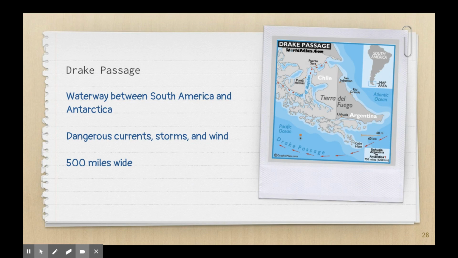We have the Drake Passage, which is the waterway between South America and Antarctica. It's down here around Cape Horn. It is dangerous. It has dangerous currents, storms, and wind, and it is 500 miles wide.